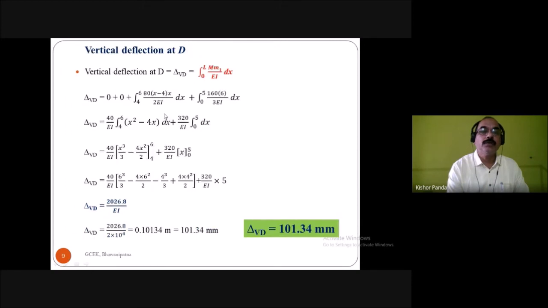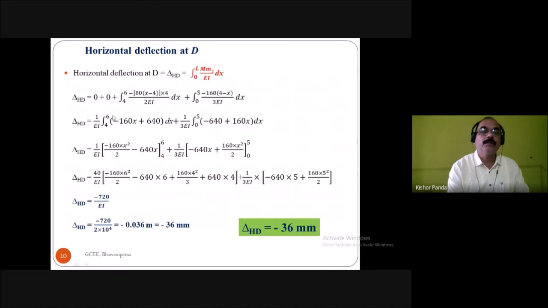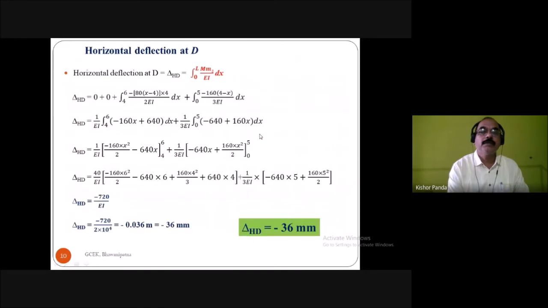Here also you know this value, because for DC member, capital M is 0 and small m2 is x, so this is 0, and for C also 0, 4, this is 0, 0, 0. Then for EB, capital M is minus 80 into x minus 4, and m2 is 4, and the moment of inertia is 2I, and the integration limit is 4 to 6. This is integral from 4 to 6 of minus 80 (x minus 4) into 4 by 2EI dx.